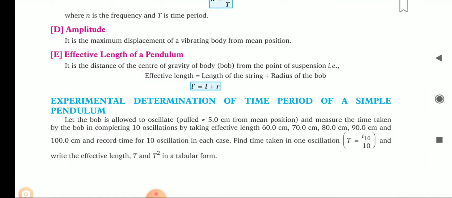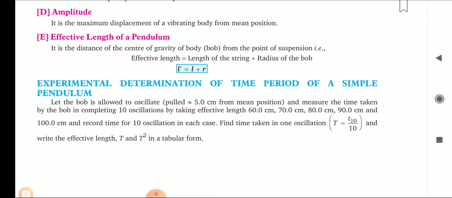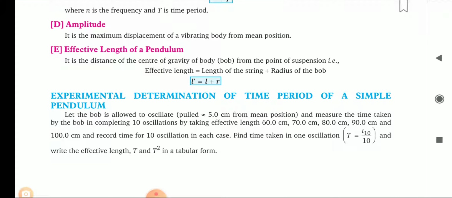Effective length of a pendulum, I have told you, is the distance of the center of gravity of the body from the point of suspension. That is, effective length equals the length of the string plus the radius of the bob.